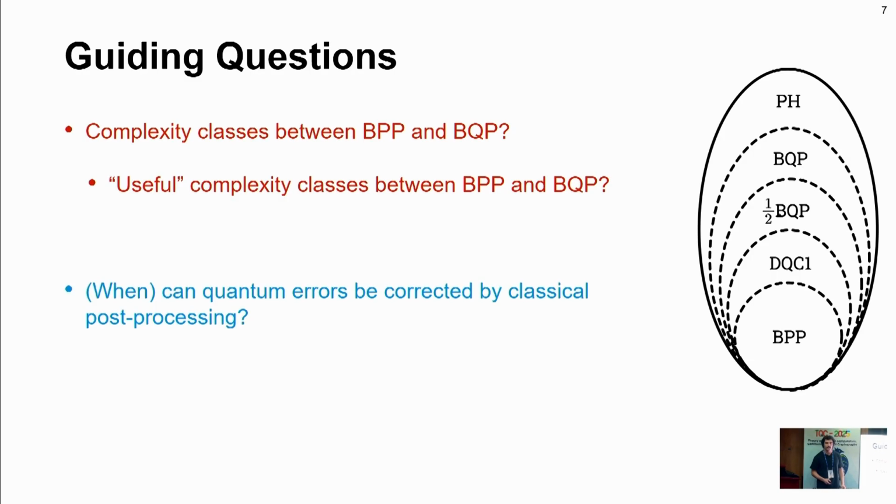There are two perspectives here that I like. One perspective is a structural complexity perspective, which is, like I just said, what's going on here between BPP and BQP. In particular, we're going to focus on what's going on between BQP and DQC1. And then there's an algorithms perspective, which is, suppose I have some noise in my circuit, and maybe it's a restricted noise model. In what settings will classical post-processing help me deal with this noise?